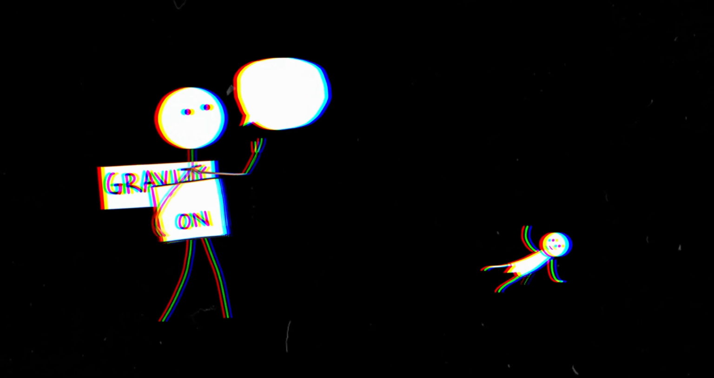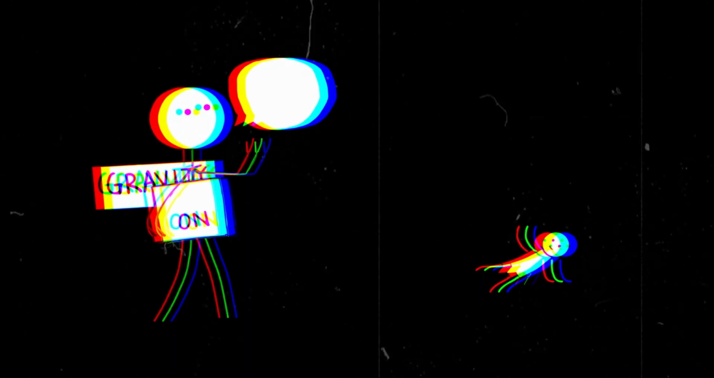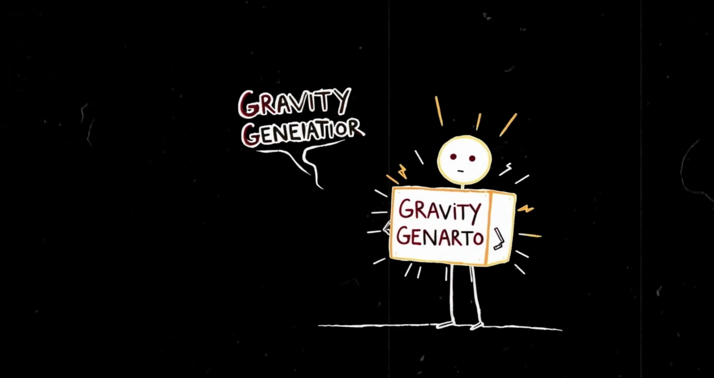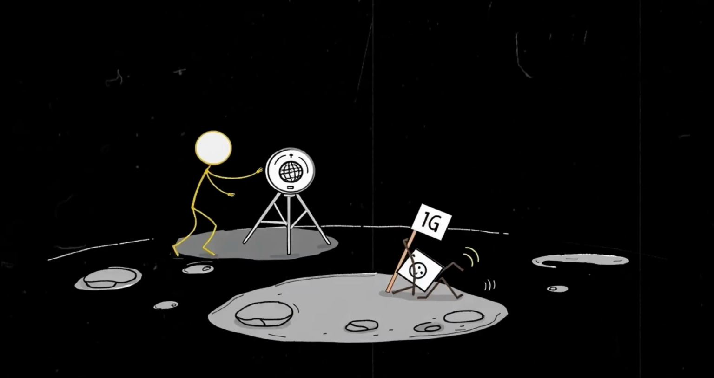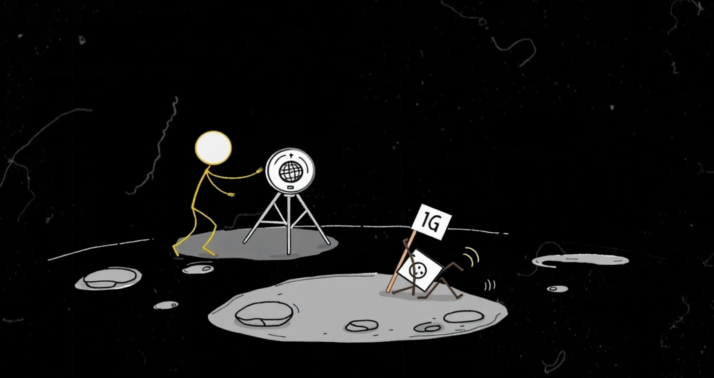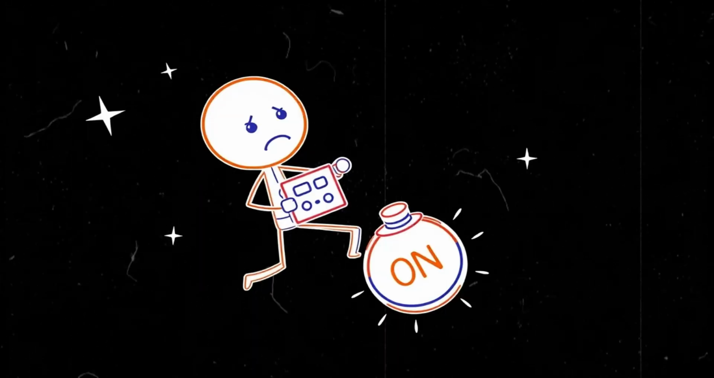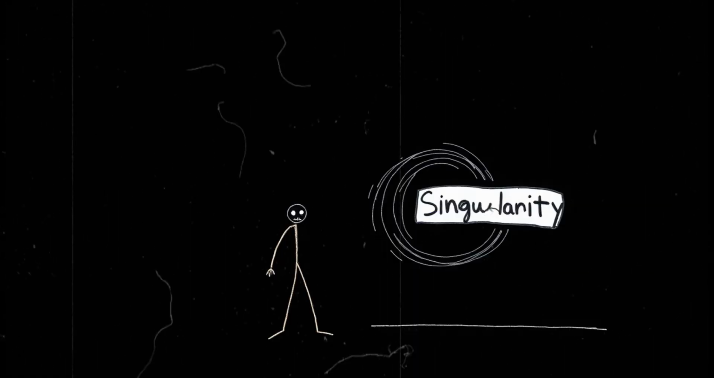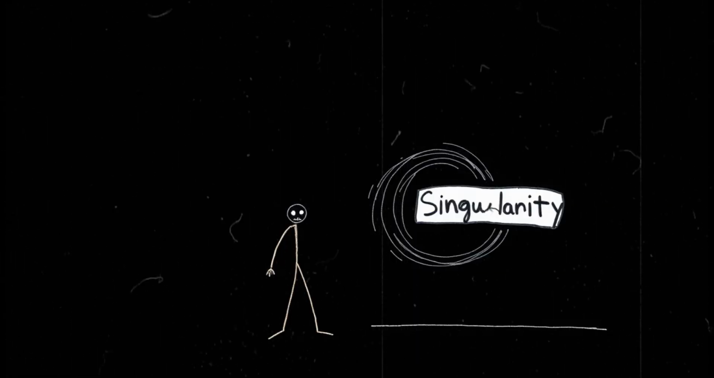Now imagine a world where we don't spin things to get gravity, we just flip a switch. Say we invent a magical gravity generator. We drop one on the moon, and suddenly it has Earth gravity. Cool, right? Now take that further. What happens if we put one in space and turn it on? You've just created a gravitational singularity.